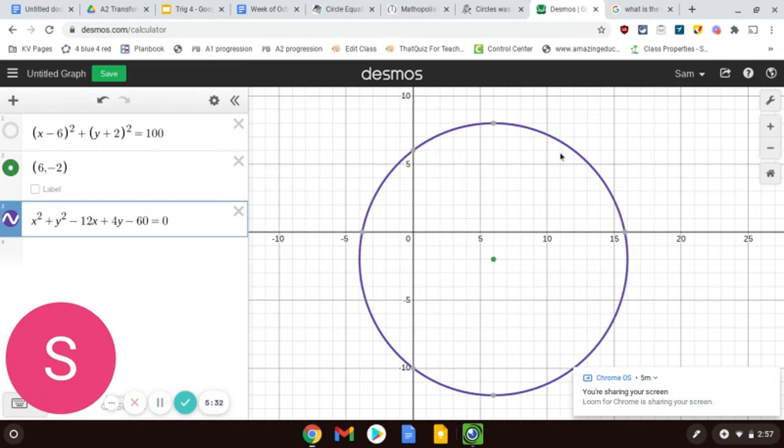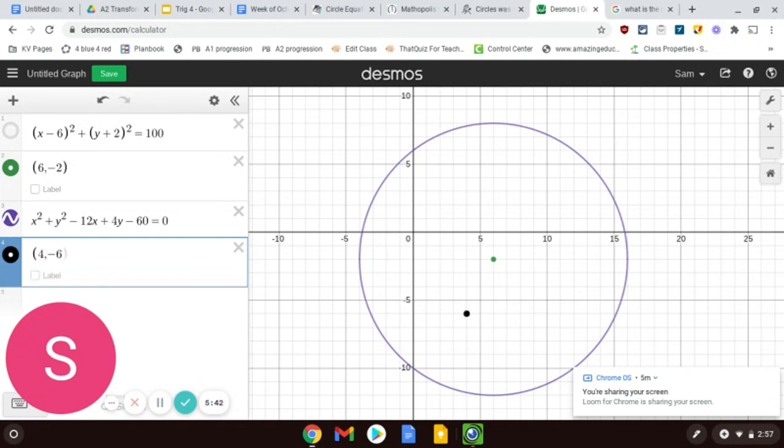All right, this is another way, I guess, if you wanted to tell if a point was on there, you could plot the point, actually. We were talking about 4, negative 6. 4, negative 6 is not even close to being on that circle. That's another way you can do it, though.